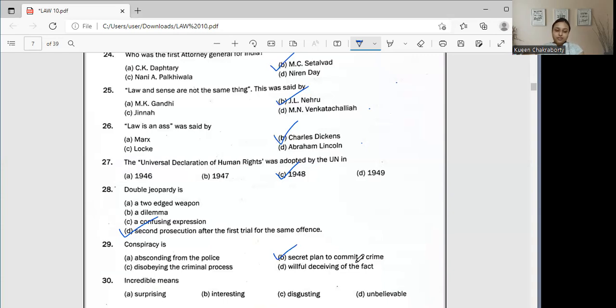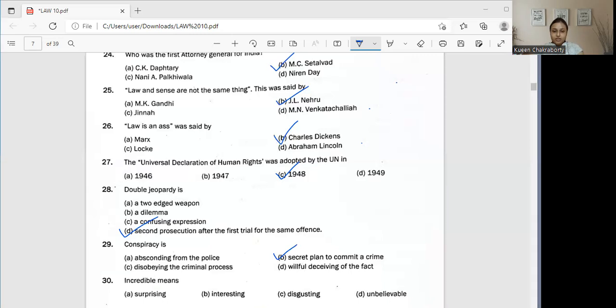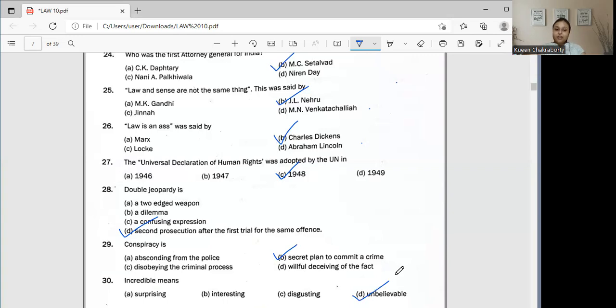Moving to question number 30. That's the last question for this set. Incredible means option A, surprising, option B, interesting, option C, disgusting, or option D, unbelievable. So it is option D, unbelievable. Incredible means unbelievable. For this, you need not have any knowledge about law. It's a very common English word that we all know. So this was practice set 2 that I have been discussing in this video.